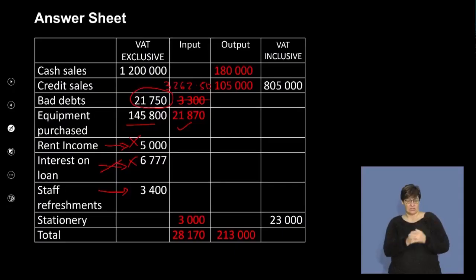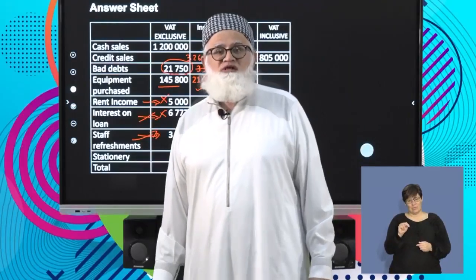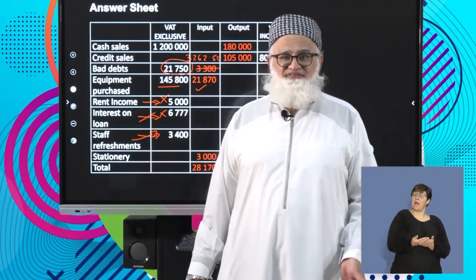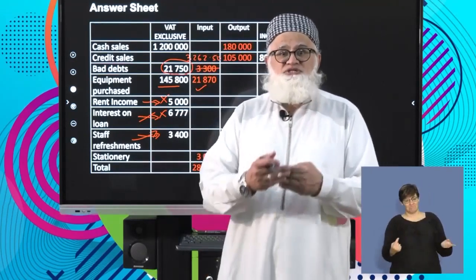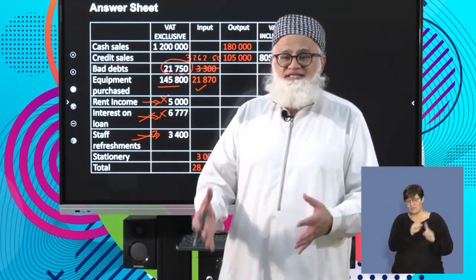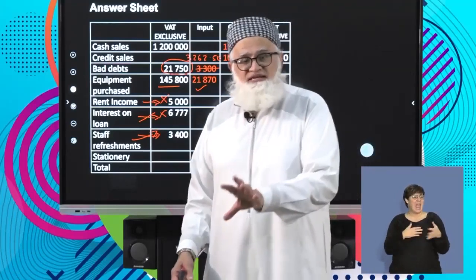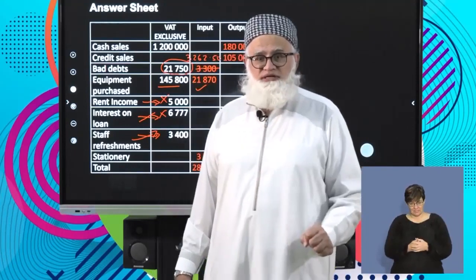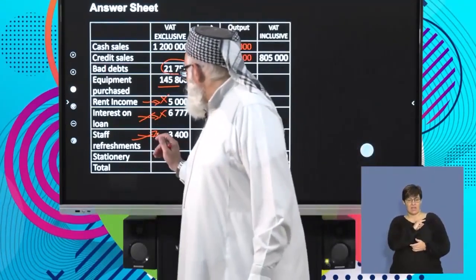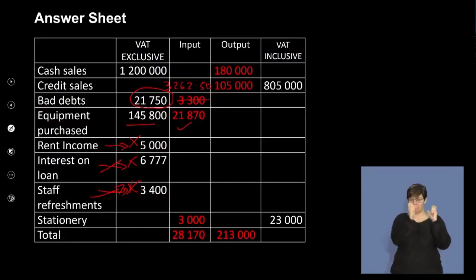Number three, refreshments. But I've paid for the refreshments. Surely I can claim back the VAT? No, there are certain expenses on which you cannot claim back the VAT. Refreshments is one of them. It falls within the category of any vendor, even if you pay for refreshments, you can't claim back the VAT on it. Therefore, it is excluded in my calculation.